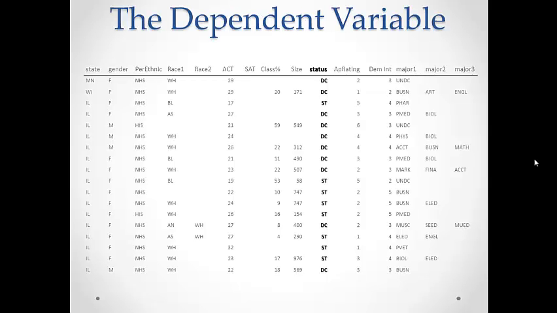We decided to pick status to be our dependent variable, and status has 3 levels. DC, which means Augustana declined the student. TW, which means that Augustana accepted the student, but the student decided not to come. And ST, where the student was accepted and they decided to come to Augustana.